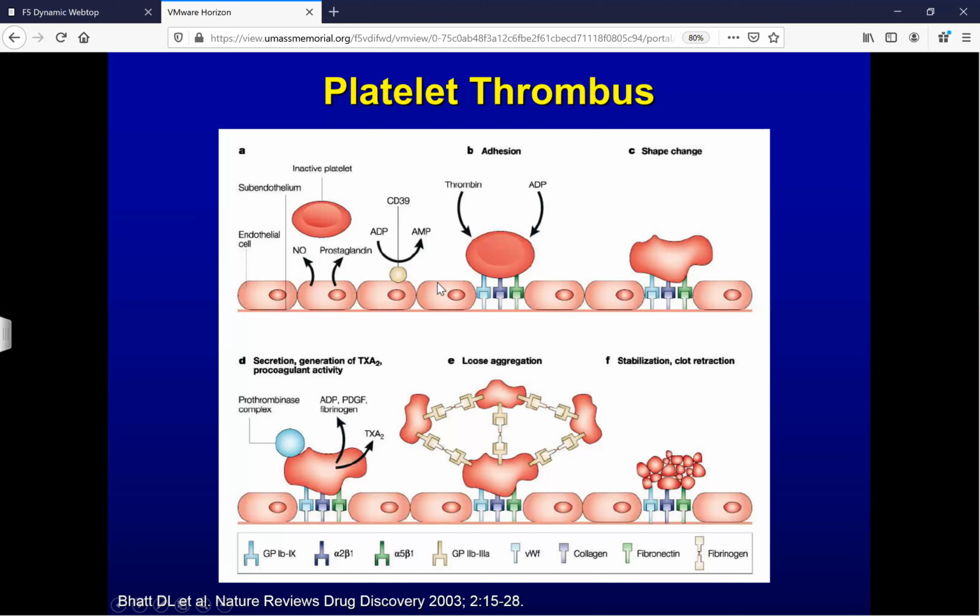Can you see the mouse or not? Yep, we can see it.